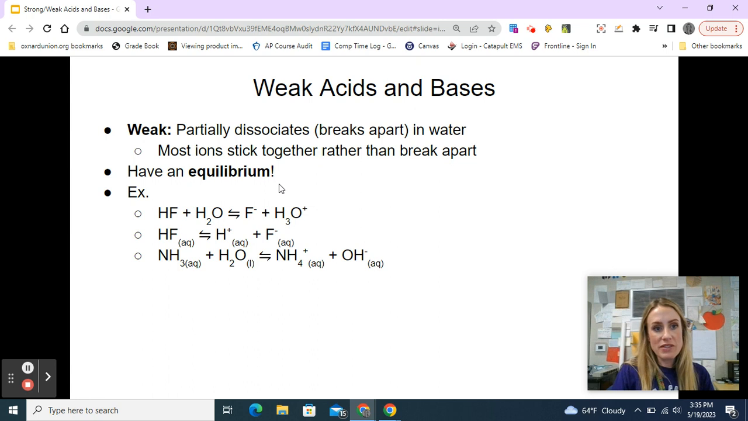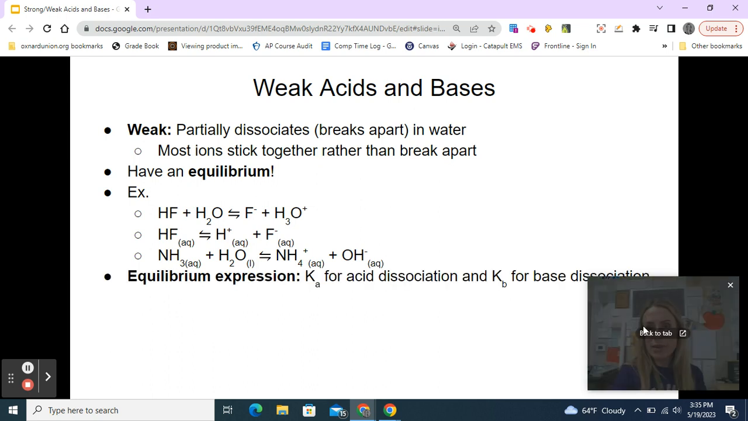And then also here's an example of a base. We have our NH3 in the water, and then it's going to form NH4 plus, our ammonium ion. Notice how the water here is acting like an acid. It's donating a proton to our base, and we know that that's a base because it is accepting that proton. And then we also get hydroxide in the solution. So this will help us find our pOH eventually. And you'll see I have a couple examples that we're going to do today.